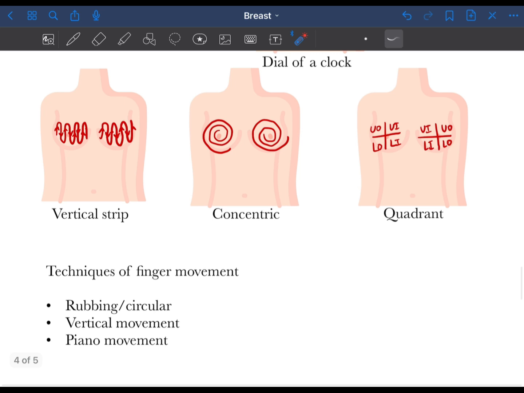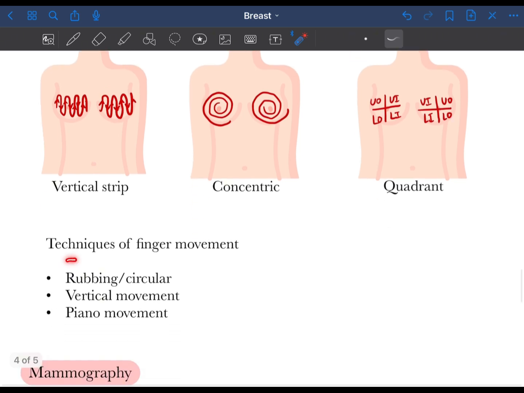Now we have various techniques for movement of the finger while palpating. The most common method is the rubbing or circular method. We use the pads of the three fingers and move them in a circular direction. There we can apply intermittent pressure to find any abnormality of the breast parenchyma, and we can apply deep pressure to find any abnormality of the chest wall.